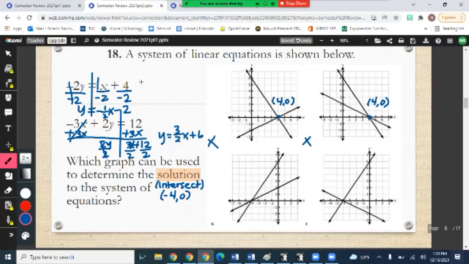What if I were to label my y-intercepts? What if I were to put points here and here? Would that be considered my solution? The 6 and the -2, is that my solution? No, our solution is where they what? Where they intersect, where they cross.